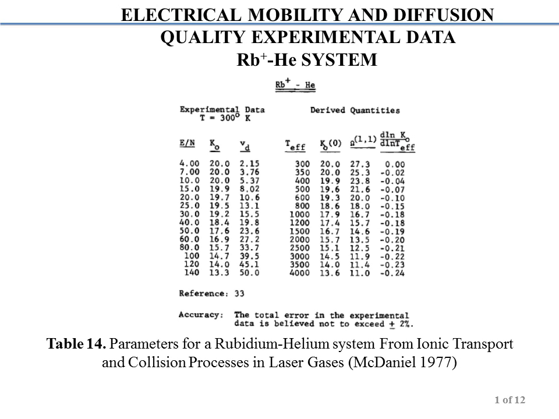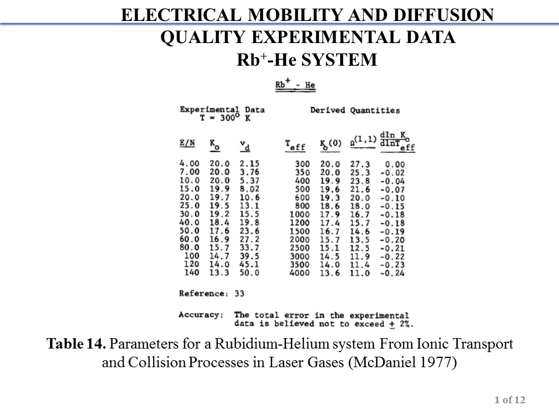So now we will look at quality experimental data from a rubidium helium system similar to our DPAL, from ionic transport and collision processes in laser gases after McDaniel, 1977. Using quality experimental data, we find that the rubidium ion helium system closely represents the condition for a DPAL gain cell.